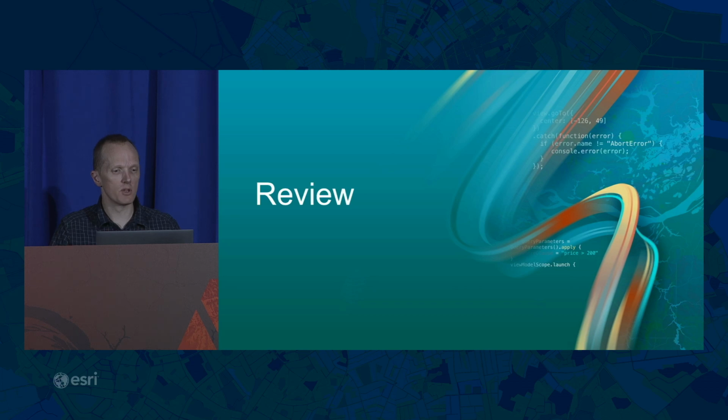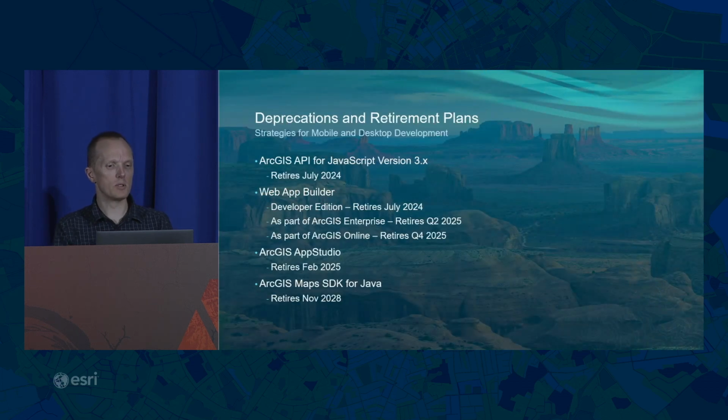Okay, so let's move on to a review of what we've been talking about. Before I do that, there are some notable deprecations and retirement plans that we think it's worth mentioning here. The ArcGIS API for JavaScript 3x retires in July this year, 2024. Web App Builder also retires in July, and when it's part of Enterprise and part of ArcGIS Online, there are specific retirement dates there as well. ArcGIS AppStudio retires in February 2025, so another year to go.